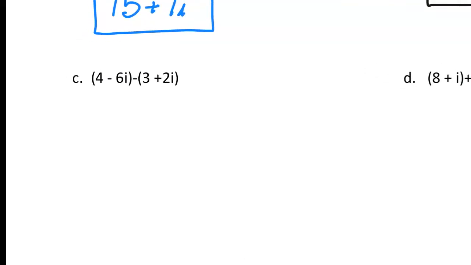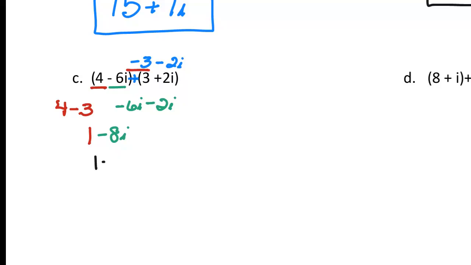Right here, we have a negative sign in front of the parentheses. We need to change that to adding, make the opposite of everything that follows. So this is a negative 3 and a minus 2i. And then put your numbers together. You got 4 minus 3. And with the i's, we have negative 6i minus 2i. 4 minus 3 is 1. Negative 6i minus 2i, or at negative 6, you take away 2 more, is minus 8i, and that is your final answer.